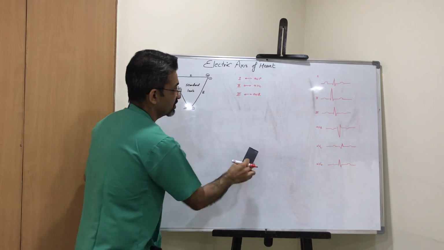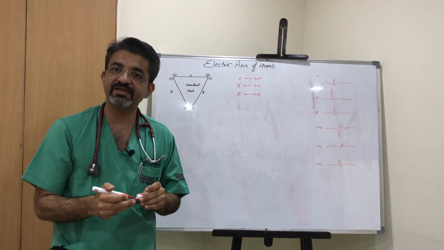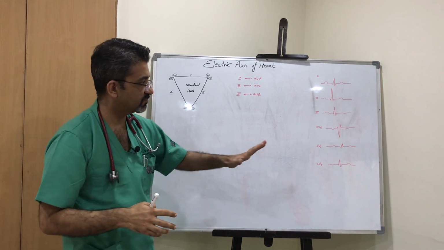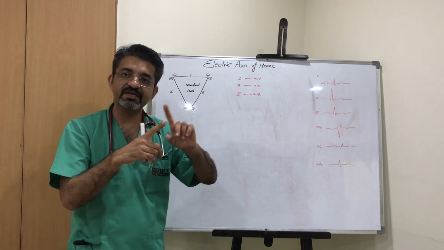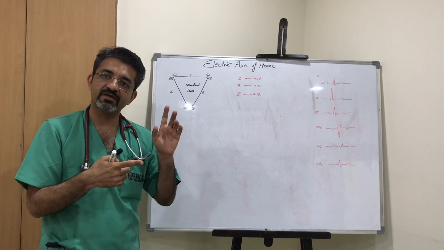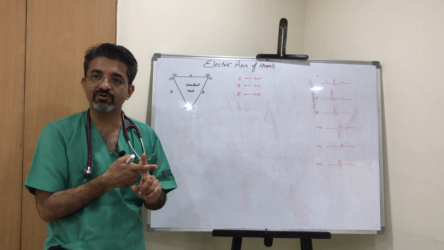right? So in brief, we'll just recapitulate. We'll stop here, that is, how to find our electrical axis. We can find our electrical axis in three ways. We find an equiphasic component and we find a lead which is perpendicular to that equiphasic component, and my axis is 100% in the direction of that perpendicular lead.